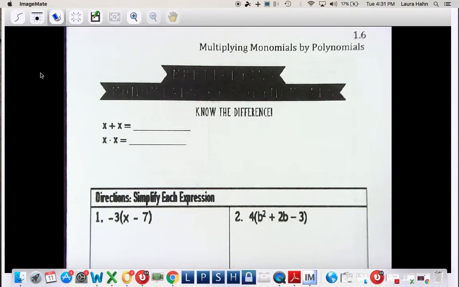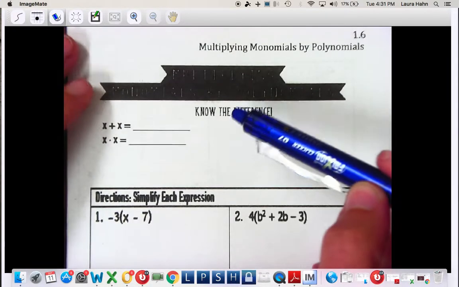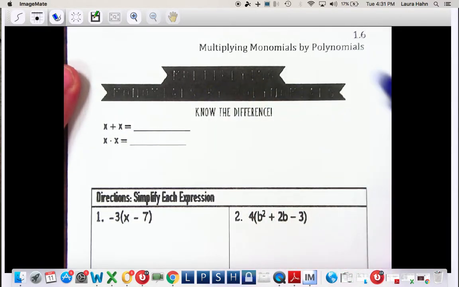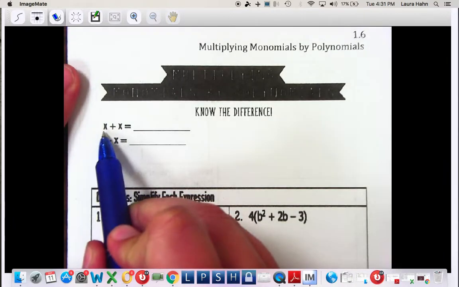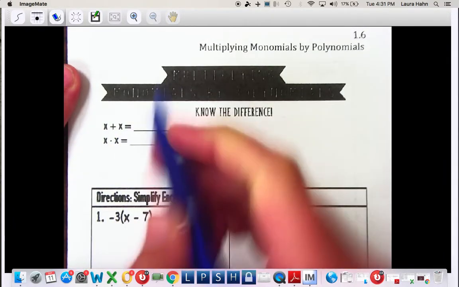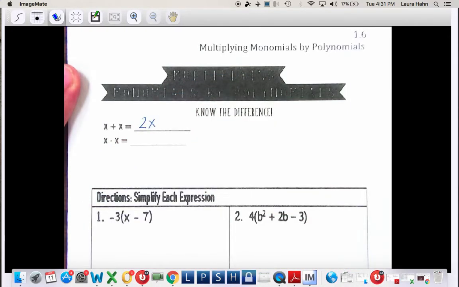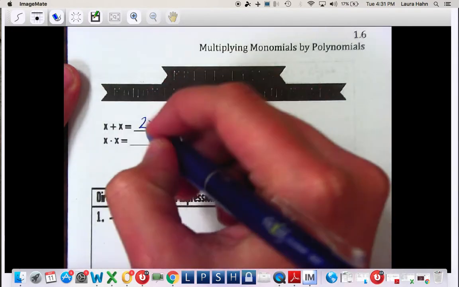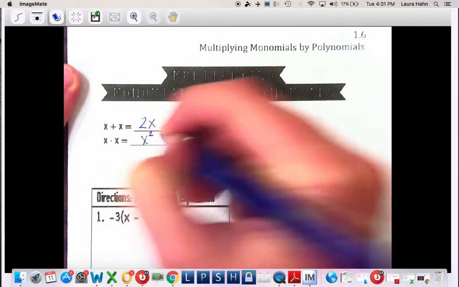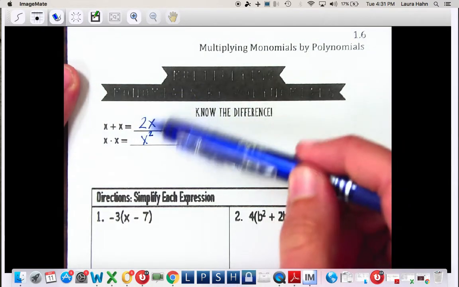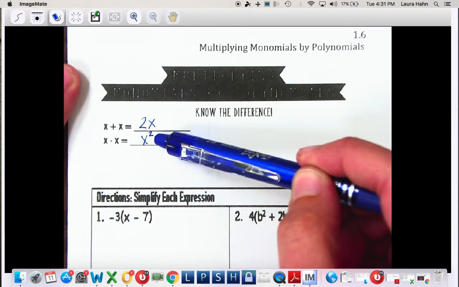Alright, so today we're going to be doing multiplying a monomial by a polynomial. First thing I want to talk about is knowing the difference between x plus x and x times x. That's the biggest thing that I need you to get from this lesson. X plus x is 2x. X times x, on the other hand, is x squared. Big difference. So 2x is when you add two x's together, x squared is when you multiply two x's together.